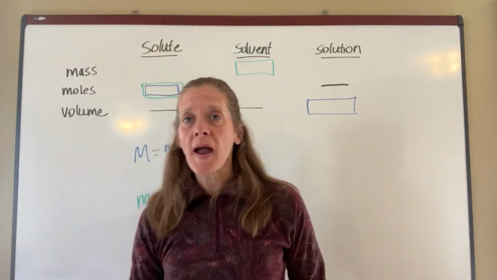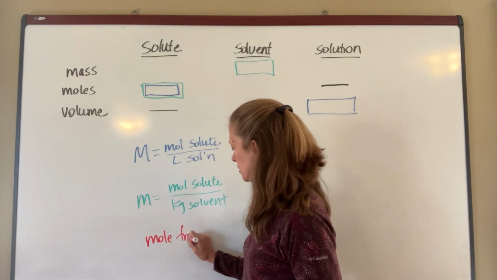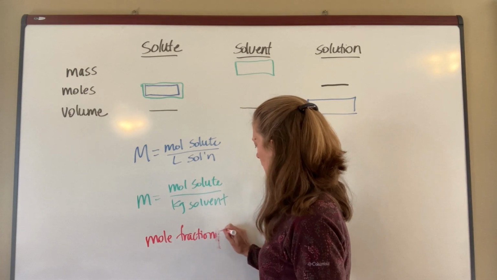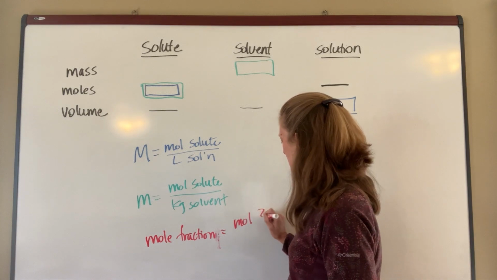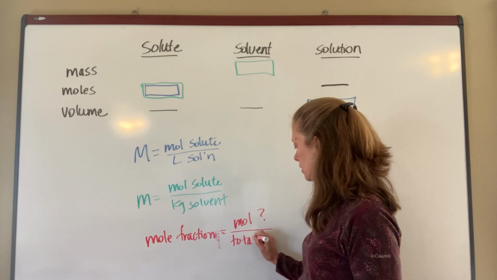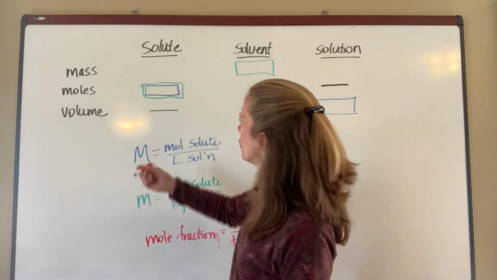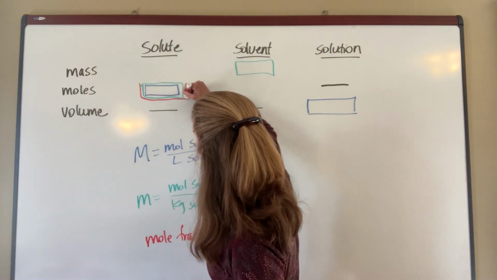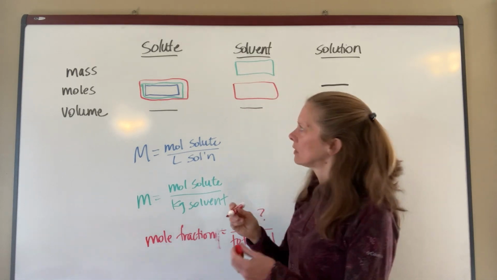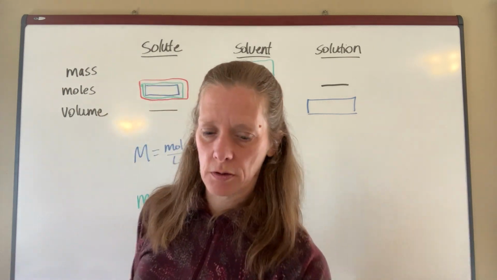I talked about mole fraction before. So if I talk about mole fraction, that's going to be the moles of either the solute or the solvent over the total number of moles that are in the species. So here I've got the moles of solute and the moles of the solvent. So that's where that piece of information is going to be located on my table.